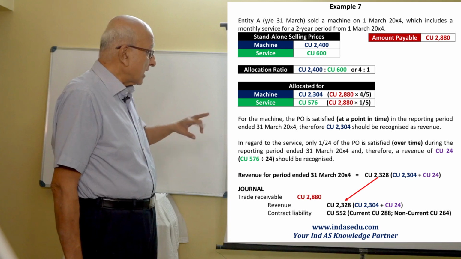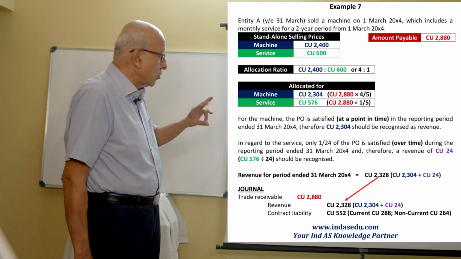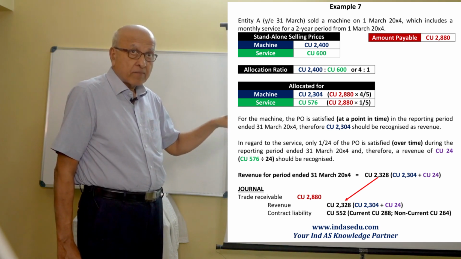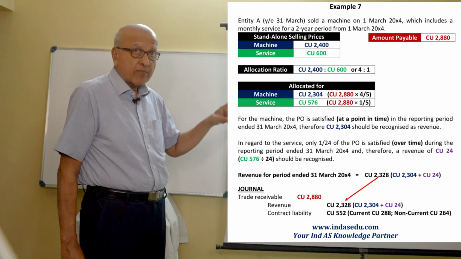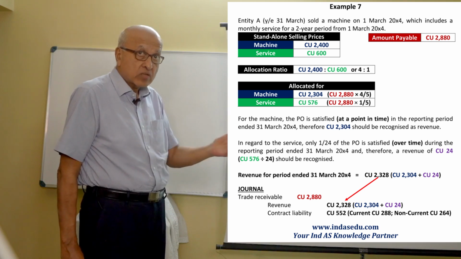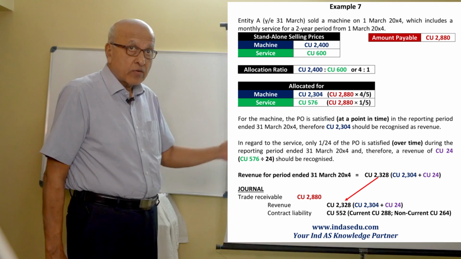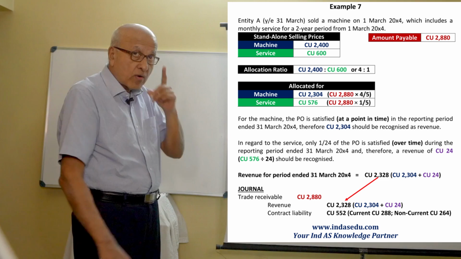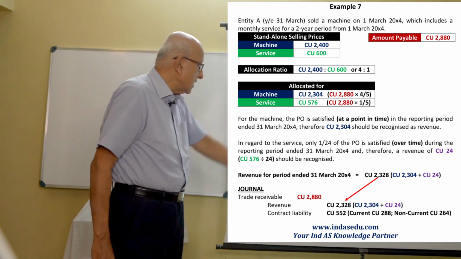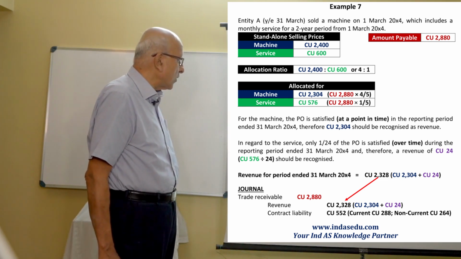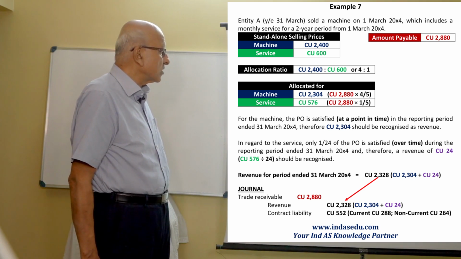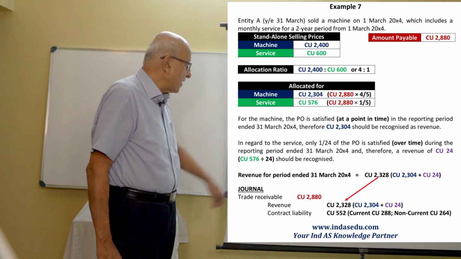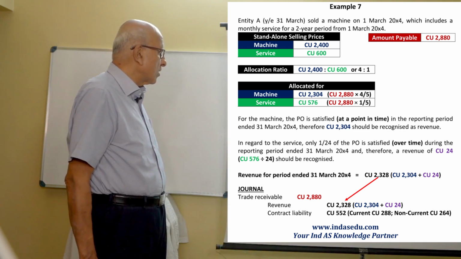So in that contract, there are two performance obligations. One is the sale of the asset, that is at a point in time, and the other is the sale of services over time. 24 services monthly for 2 years. Current reporting period is only for 1 month. So 1/24 of that is satisfied over time during the reporting period ended 31st March, and therefore a revenue of 24, 576 by 24, should be recognized.